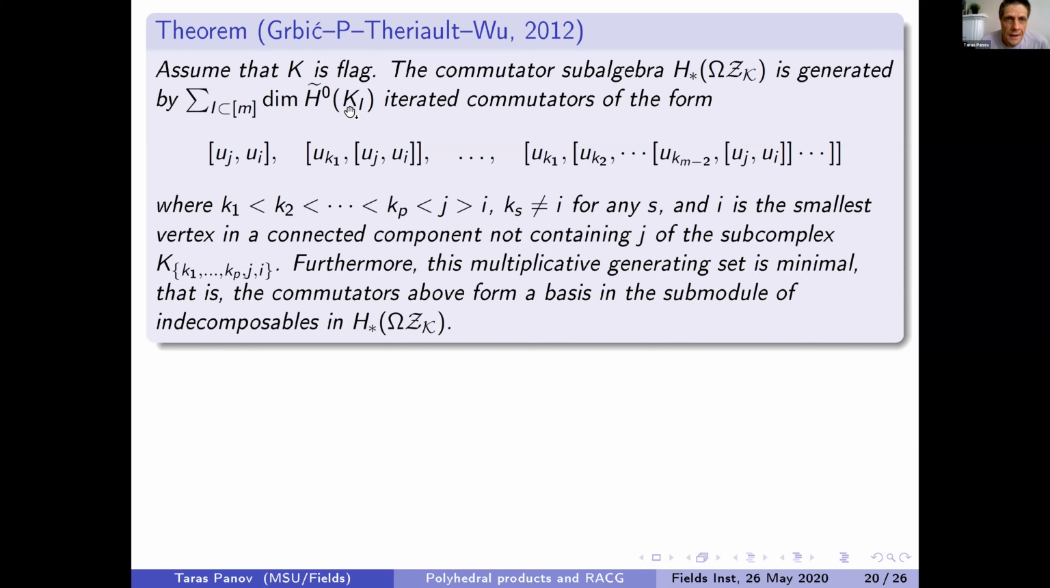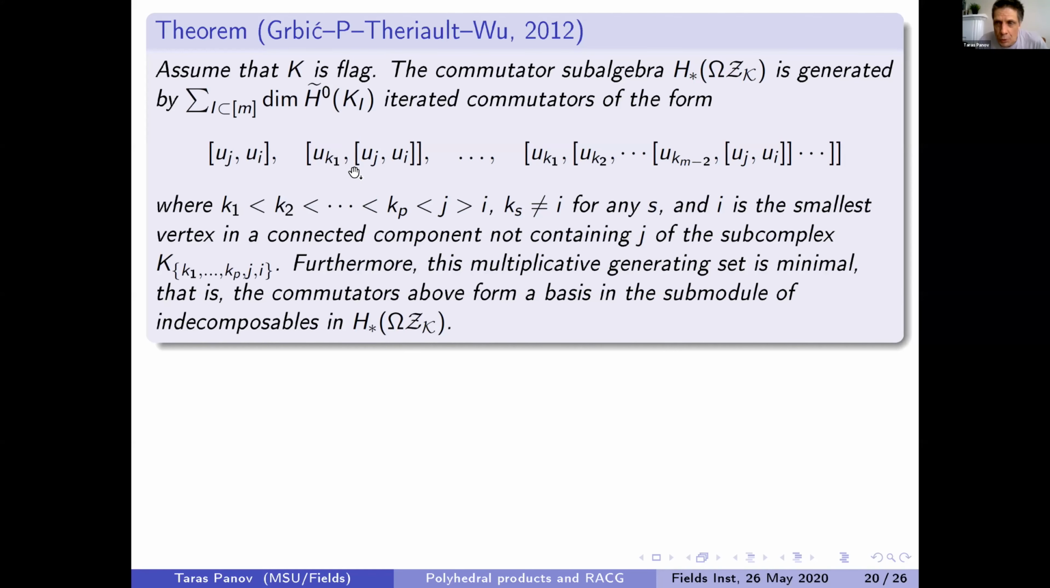Yeah, so here you look at all possible full subcomplexes in your K, and look how many connected components they have. And for every connected component, except for the base point, you choose some nested commutator. And that procedure tells you how to choose it in a more or less canonical way. So that's how you get a basis in the commutator subalgebra, a minimal generator set. So these commutators form a basis in the submodule of indecomposable elements here.